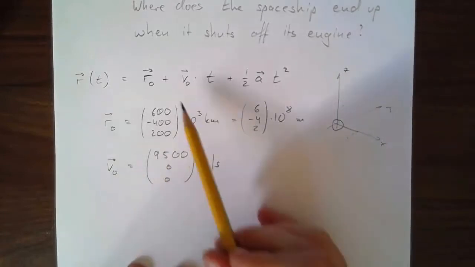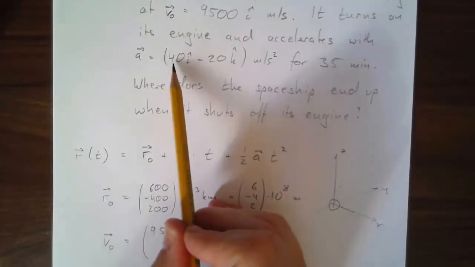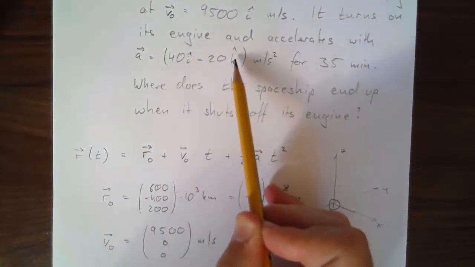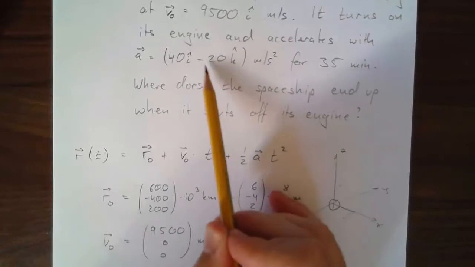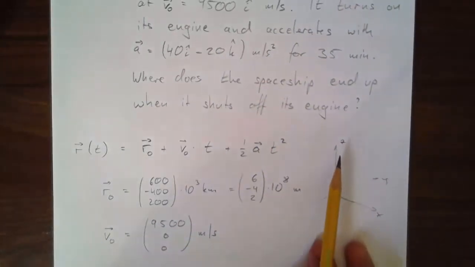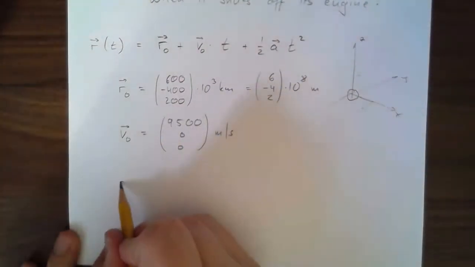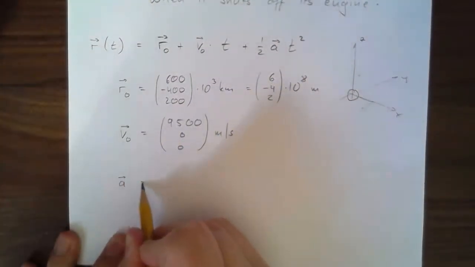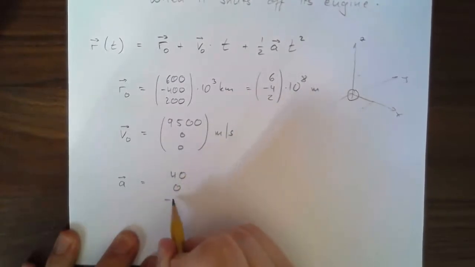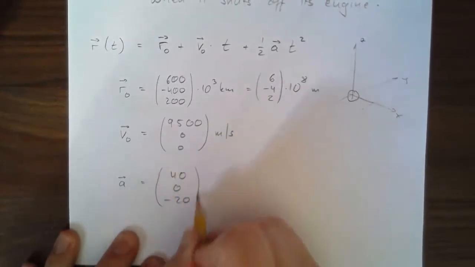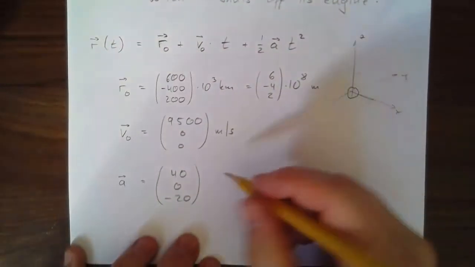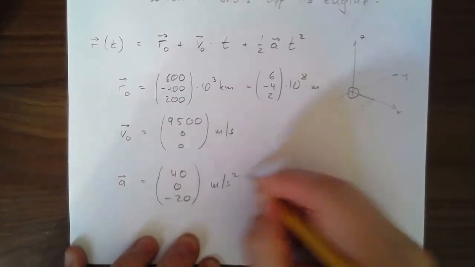Okay, so I've got my velocity. What about my acceleration? My acceleration is 40i, so 40 in the x component, minus 20k. Notice it's k, not j, so this is the z direction, and there's nothing in the y direction. So a, the acceleration, is equal to 40, 0, minus 20. Make sure you have the signs right. There's a minus here, let's not forget about that. Meters per second squared.